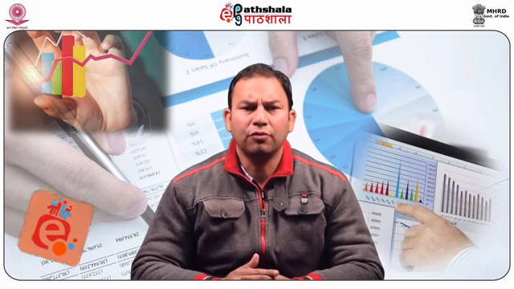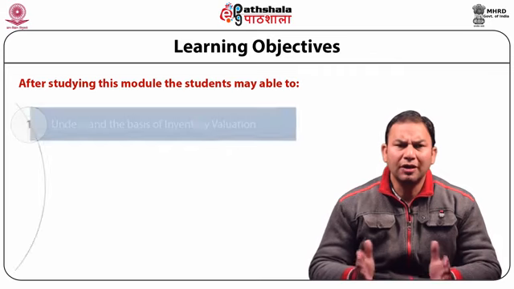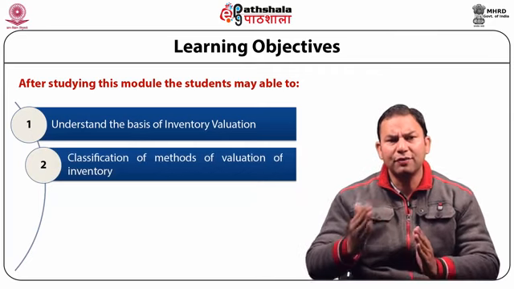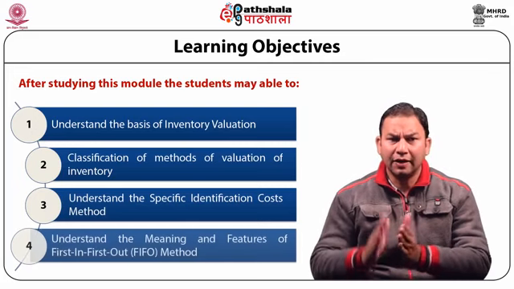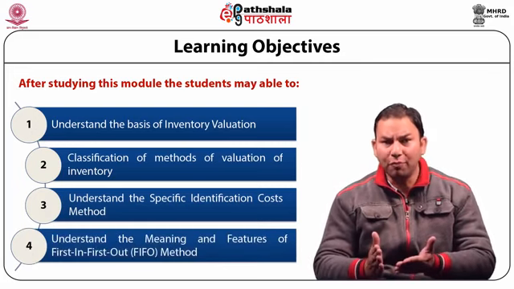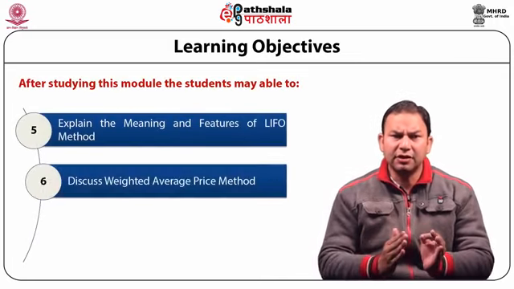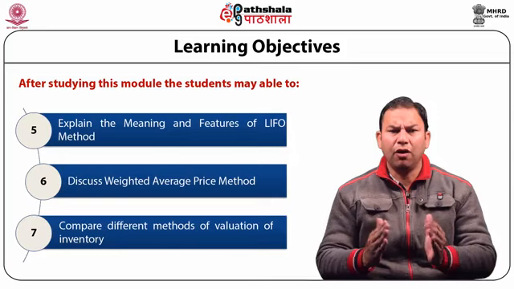Today we are going to talk on the module LIFO and FIFO methods of valuation of inventory from the paper Accounting and Financial Analysis. After studying this module, the students may be able to understand the basis of inventory valuation, classification of methods of inventory valuation, understand the specific identification cost method, understand the meaning and features of the FIFO method, explain the meaning and features of the LIFO method, discuss the weighted average price method, and compare different methods of valuation of inventory.